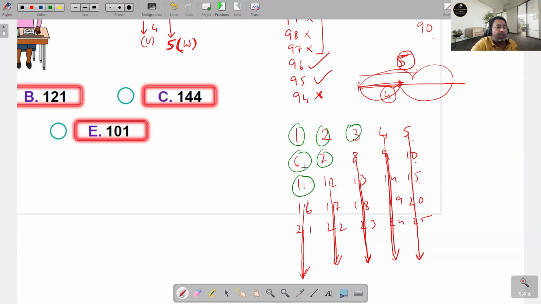Okay. If you look at this question's context, 100 minus 1 is 99. 99 you cannot get. 100 minus 2 is 98. 98 you cannot get. 97 you cannot get. 100 minus 6, 94 you cannot get. You cannot get 93 and you cannot get 89. Okay. What about these? Yes, you can get these numbers. So anyways, you cannot get these 6 numbers.